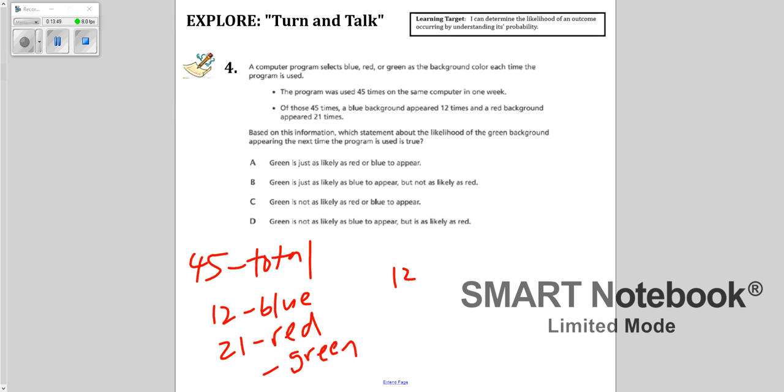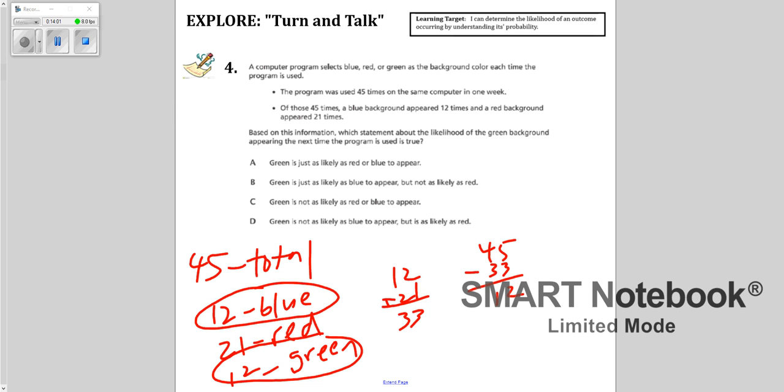12 plus 21 is 33. And since there were 45 total, 45 minus 33 is 12. So there was 12 green. I noticed that green and blue came up the same number of times. So green is just as likely as blue, but not as likely as red because red had 21.